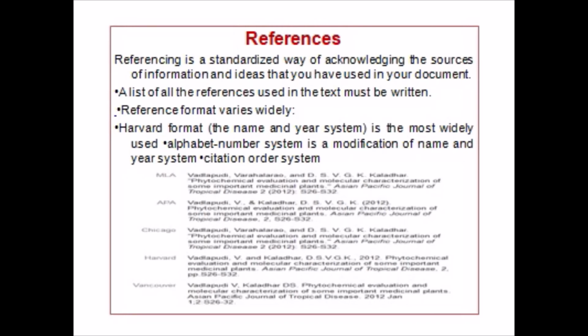These are the various types of formats which have been proposed, like MLA format, APA format, Chicago format, Harvard format, and so on. In this, the first provides the author names, followed by the title of the research paper, followed by the journal name, followed by the volume and references with the year and the page numbers.